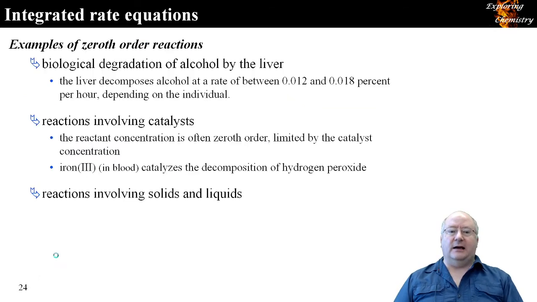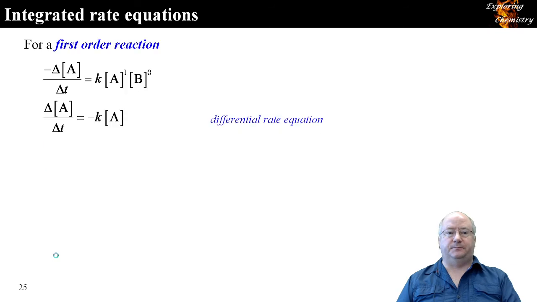We had a number of examples. Basically, they deal with catalysis. The degradation of alcohol by the liver is a catalytic process, an enzymatic process in the body, but it is still a catalytic controlled process. Reactions involving solids and liquids, it doesn't matter how much solid and liquid is there, as long as it is present, it will react. These are examples of 0th order reactions.